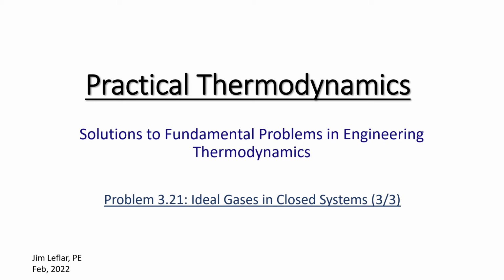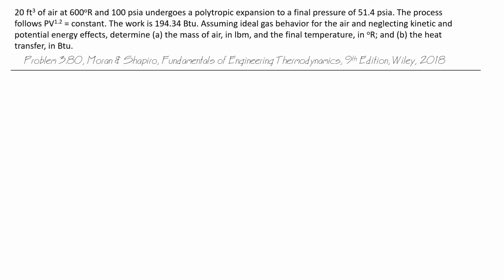Let's solve yet another problem involving an ideal gas in a closed system. 20 cubic feet of air at 600 degrees R and 100 psi undergoes a polytropic expansion to a final pressure of 51.4 psia. The process follows PV to the 1.2 power equals constant. The work is 194.34 BTUs.